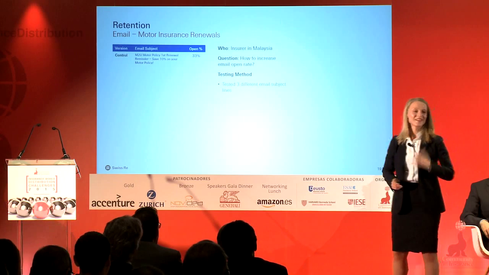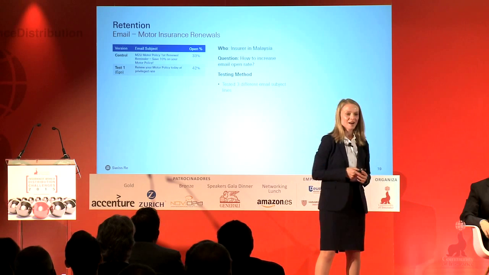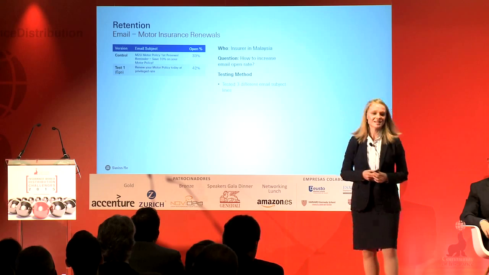Okay, ego is winning. That's what we thought as well, so that's exactly what we tested. So the email we sent out said, renew your motor policy today at a privileged rate. And you can see a 9 percentage point increase in the number of people who opened up the email. That's pretty good, because again, all you have to do is write a new subject line, very cheap, very quick, great result. However, when we tried the personalized approach, we actually saw a 48 percentage point increase in the number of people who opened up the email.